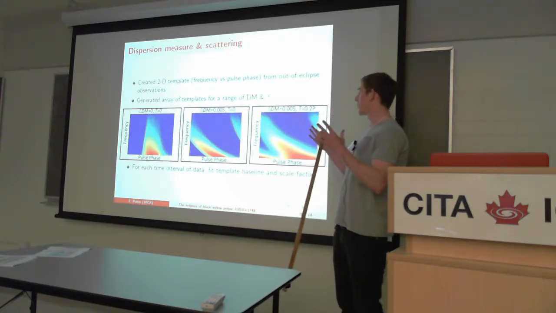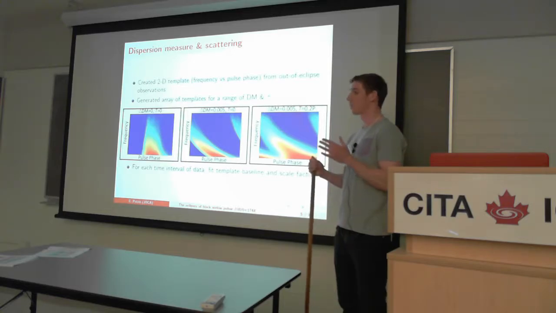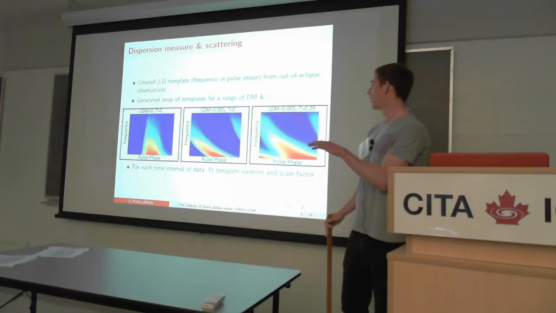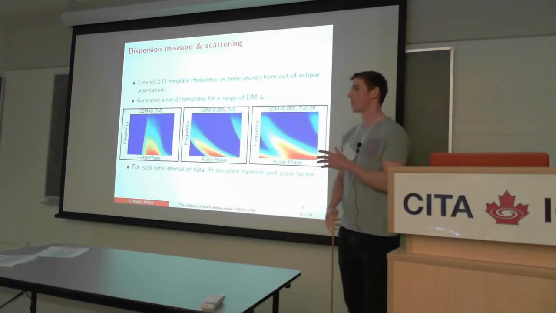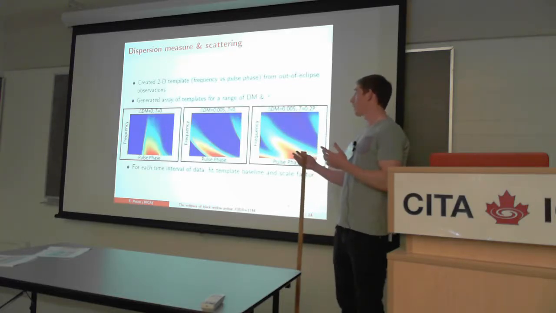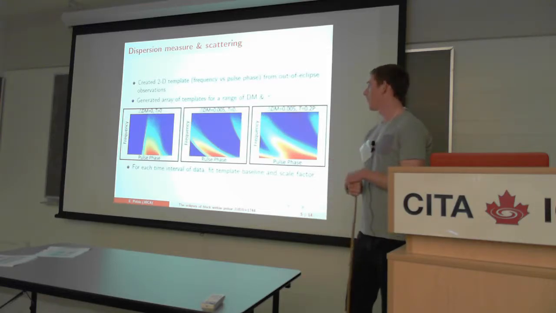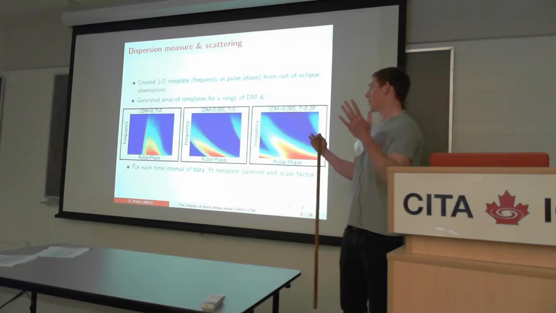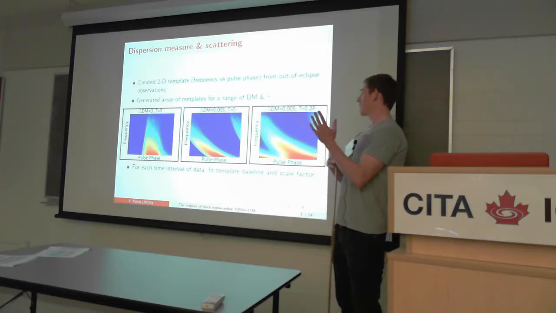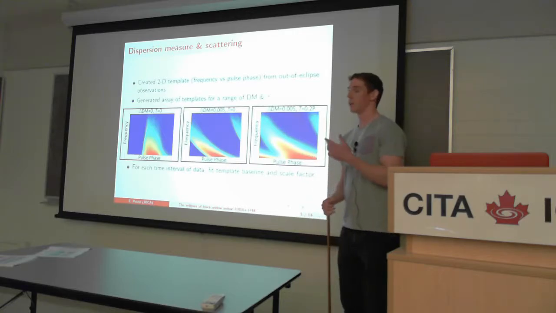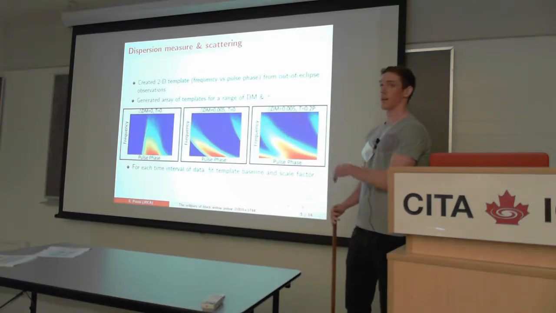Now with this full array of templates, we took each time interval of data and applied every single one of the templates to each data set. From your least squares fit, you basically get a chi-squared value of the best fit of that template. So you end up with essentially a big chi-squared map for each time interval of data, where you can look for the lowest chi-squared, which will highlight the best fitting template to that data set.